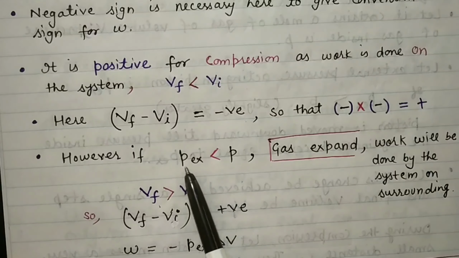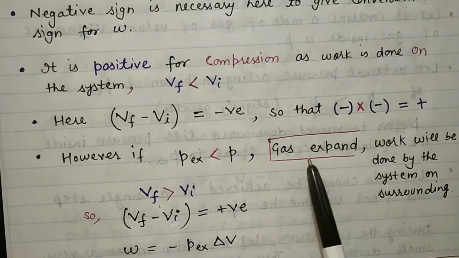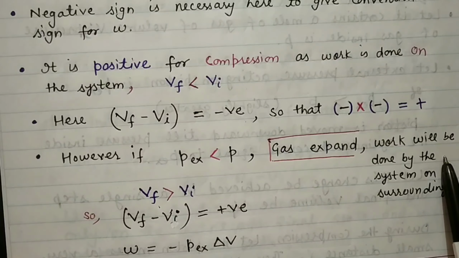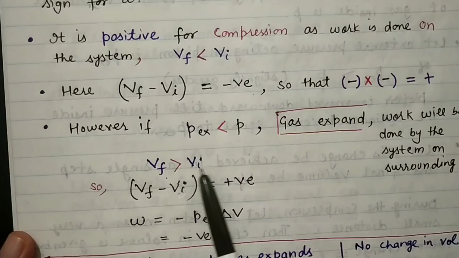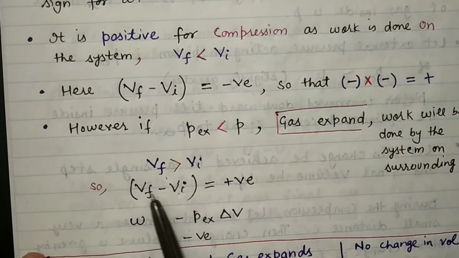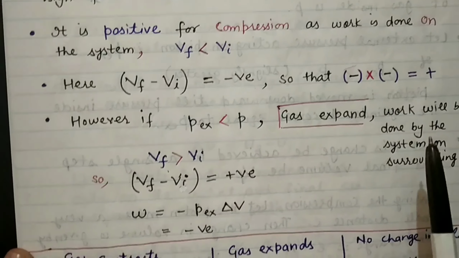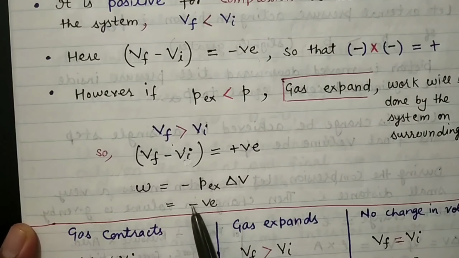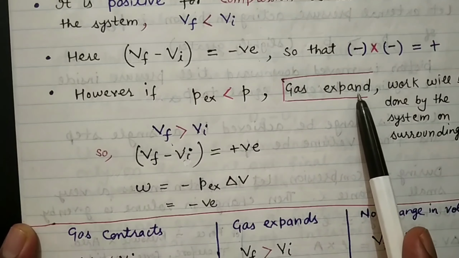However, if P external is less than P, then the gas will expand, the reverse of the case. Then work will be done by the system on the surroundings. Here VF will be greater than VI, so the change, final minus initial, will be positive, and one gets W is equal to minus P external delta V. From here the work done will be negative, because the gas is going to expand.